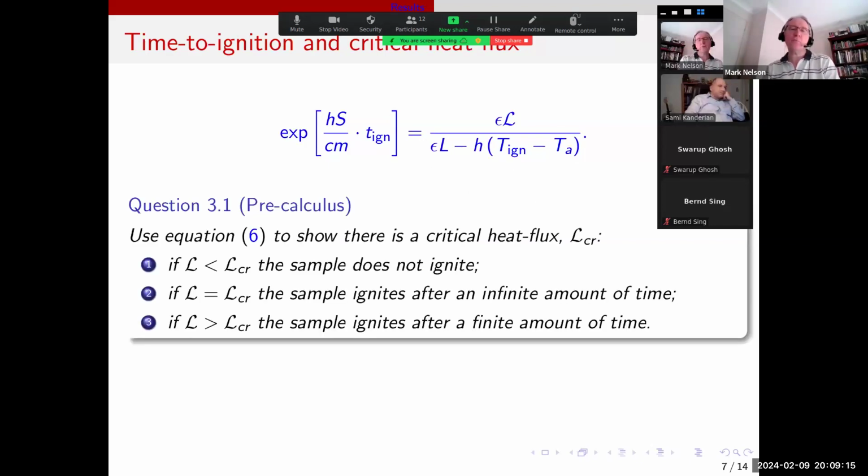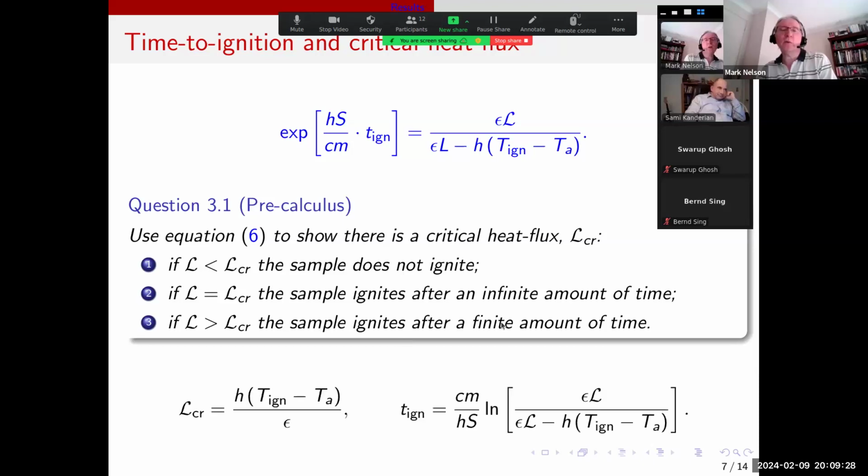If I was giving this to pre-calculus students, I wouldn't give them the question in this form, but basically we can analyze this equation and we can show there's going to be a critical value for L, and if L is bigger than the critical value, we can find a formula for the ignition time. So here's the formula for the critical value for L that students can find, and then they can find this formula for the ignition time.